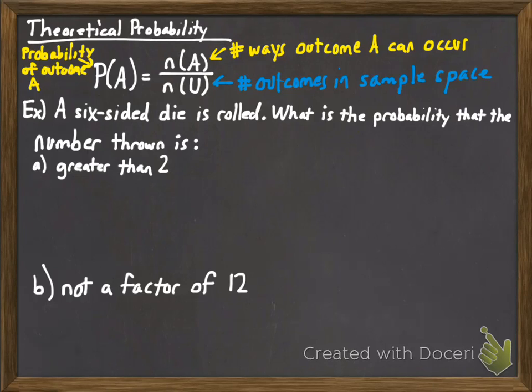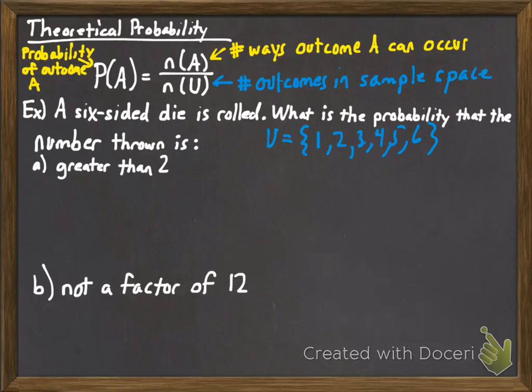All right, now let's look at a specific example. I'm telling you that a 6-sided or a standard die is rolled, and I'm asking what is the probability that the number thrown is greater than 2. Well, you always have to understand your sample space with any experiment. We're rolling a die, and we're rolling that die one time, and it happens to be a 6-sided die. So the sample space would include the numbers 1 through 6. And that means that there are 6 elements in the sample space, right?